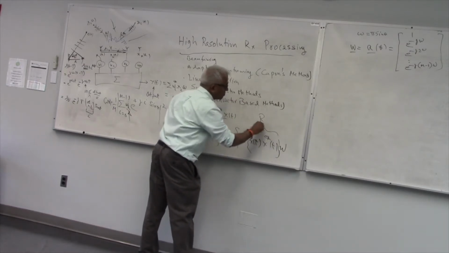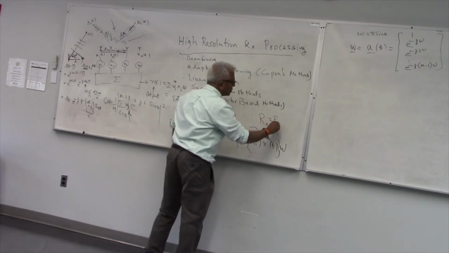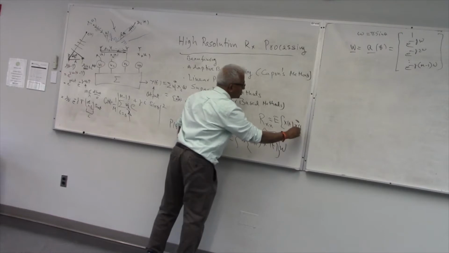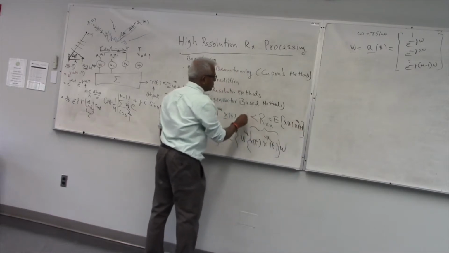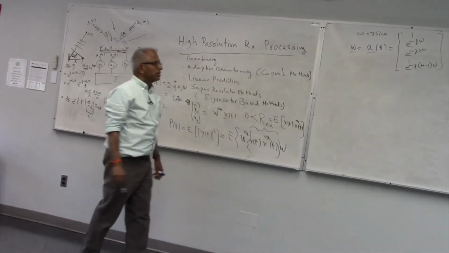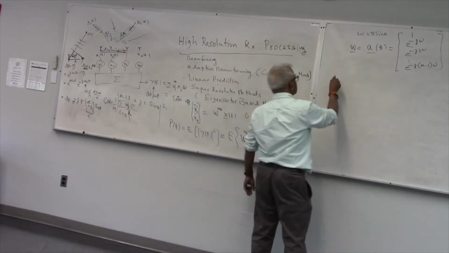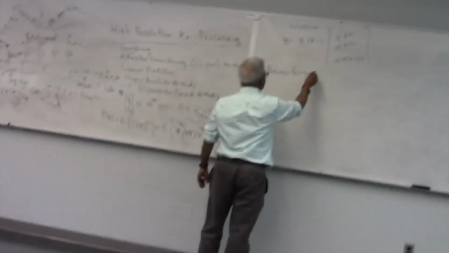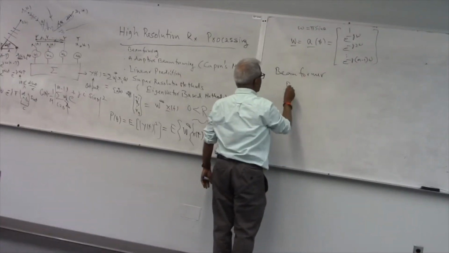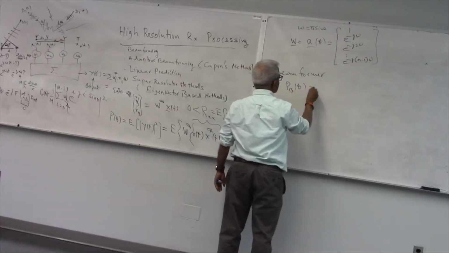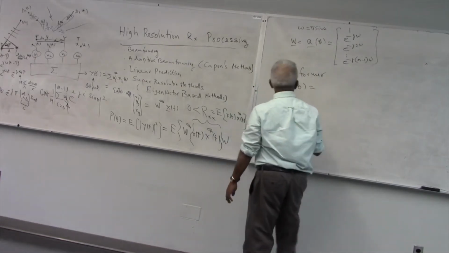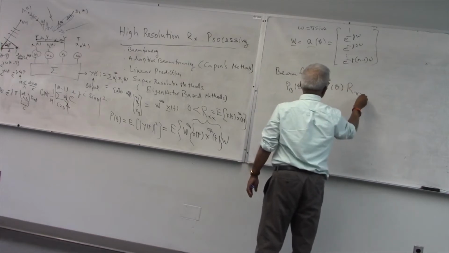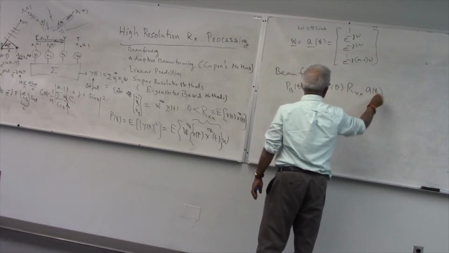So expected value of this quantity is what we call the covariance matrix. Remember that is whatever is the size of the array, m by m. So usually it's a positive definite matrix. So in beamformer, this is beamformer, W is A of theta, so W is going to be A of theta, so A star of theta Rxx A of theta.